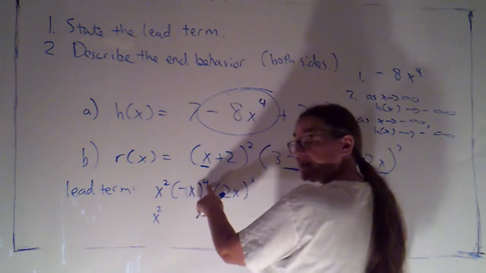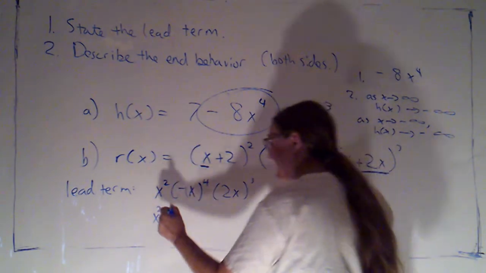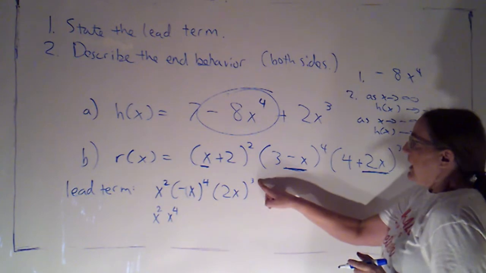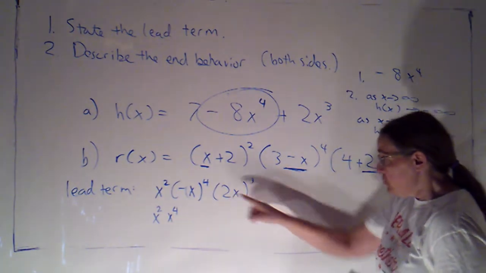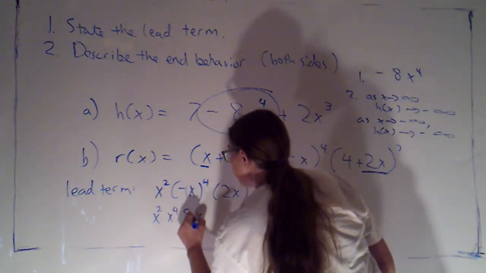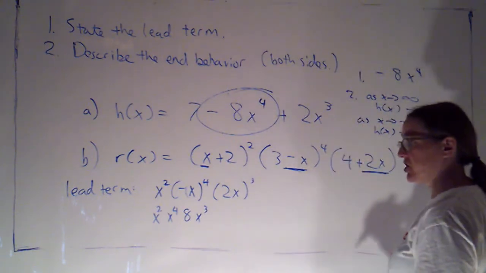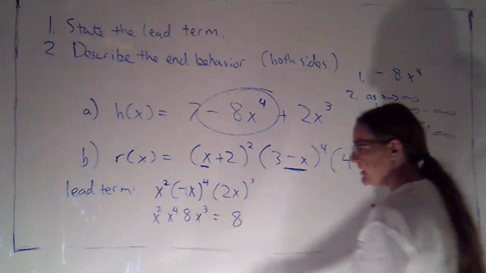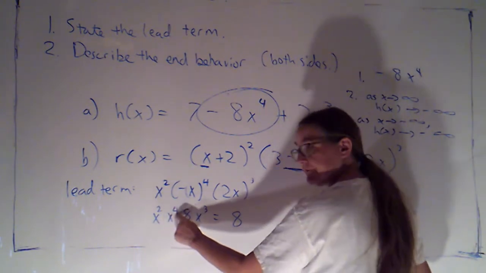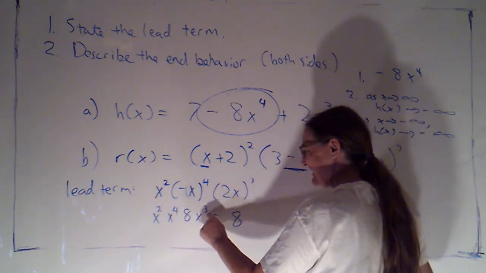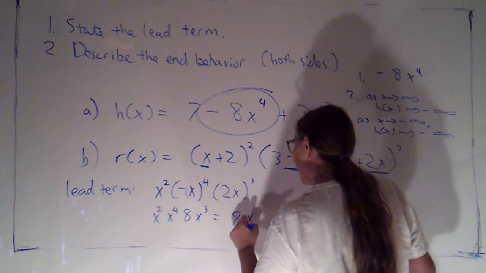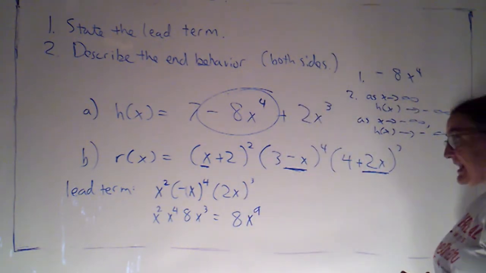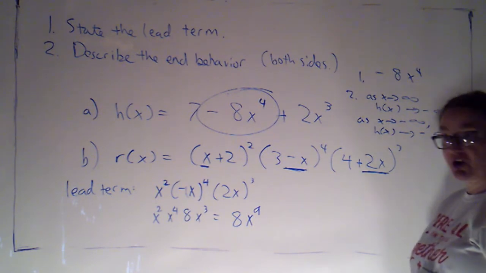So we've got x squared. The opposite of x to the fourth power, since that's even, that's just the same as x to the fourth. And then I'm going to cube the 2, that's going to give me an 8, and I'll cube the x, that gives me an x cubed. So that gives me 8 copies of 2 factors of x plus 4 factors of x, that's 6, plus 3 more, that's 9 factors of x. So we've got 8x to the 9th is our lead term.